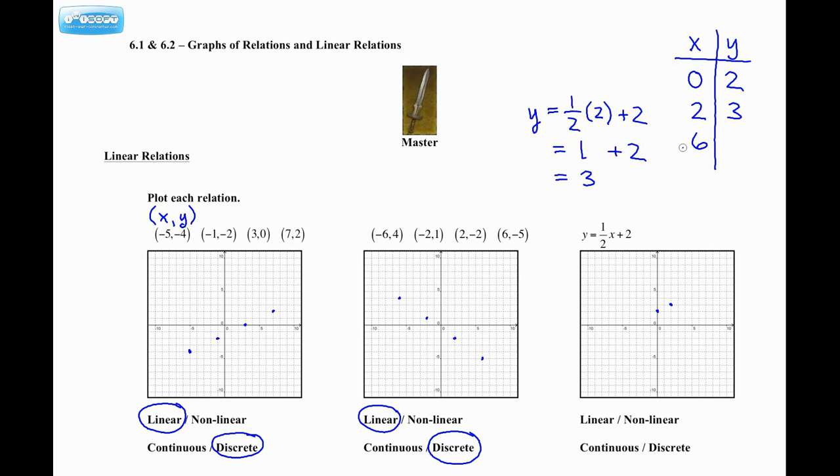Okay, so I evaluate it the same way, just change that 2 to a 6. So 1/2 times 6. Well, what's 6 divided by 2? That's just 3. And of course we're adding 2 all the time. So 3 plus 2 is 5. Okay, so that's the type of mental math that at this stage you are expected to be able to do quite easily. So this is right 6 and up 5. So that dot would go there.